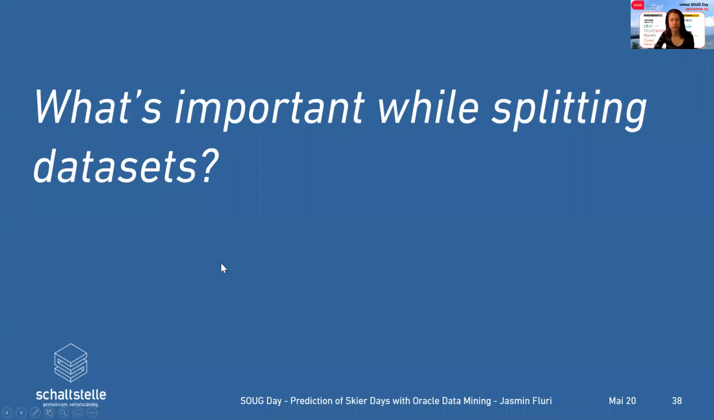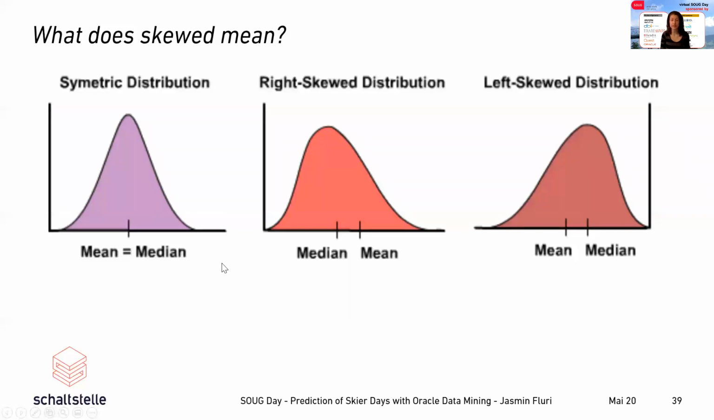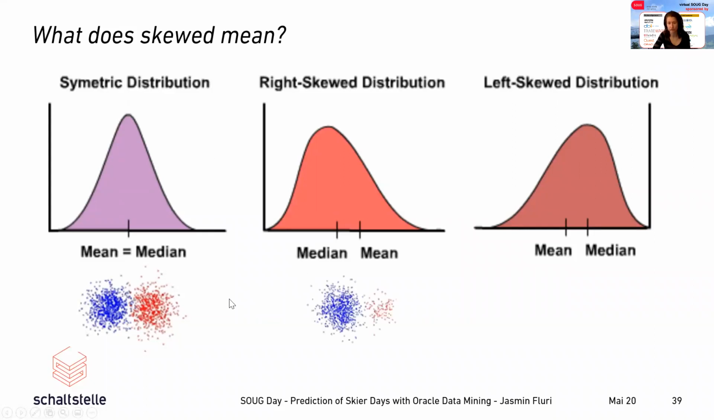Now, what's important when we split our data set? A big challenge is if we have skewed data. What does that mean? If we have a symmetric distribution of our data, it looks like in the left picture, the purple one. The median is equal to the mean. That would mean that we have an equal amount of blue dots as we have red dots in our data set. Makes sense, right? A right skewed distribution means that our data is out of balance. This means that we would have many more blue dots than we have red dots. The mean is then further right from the median.